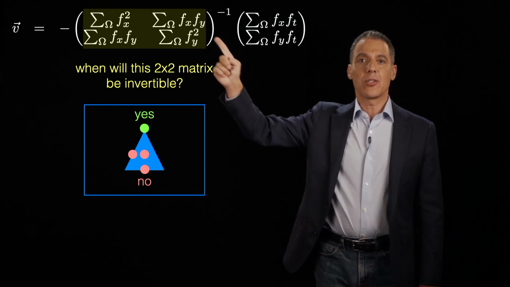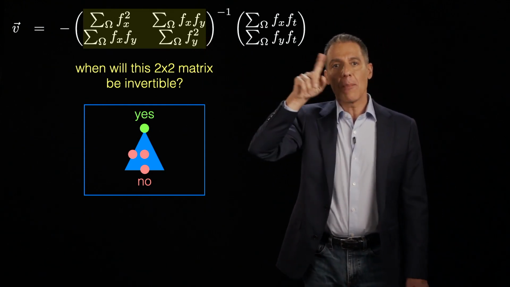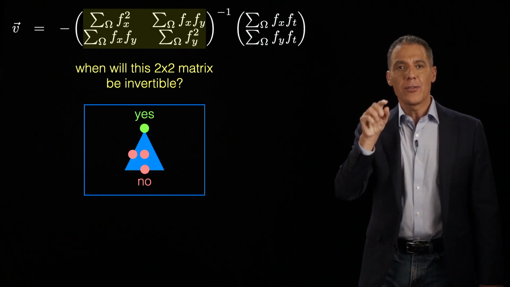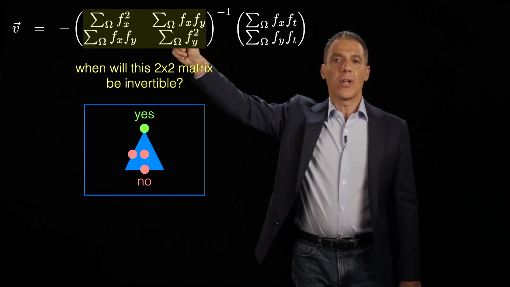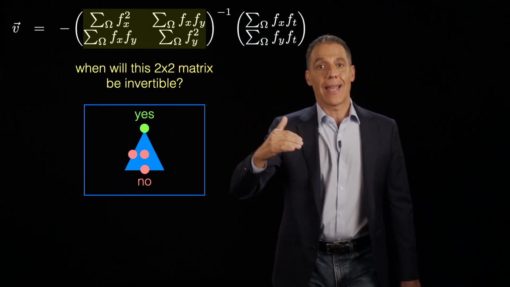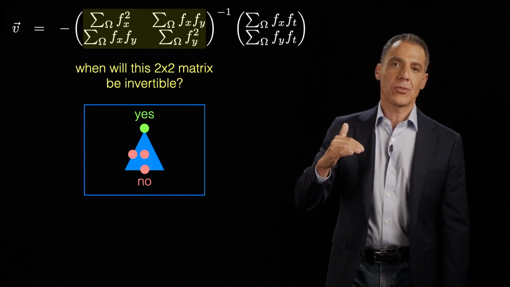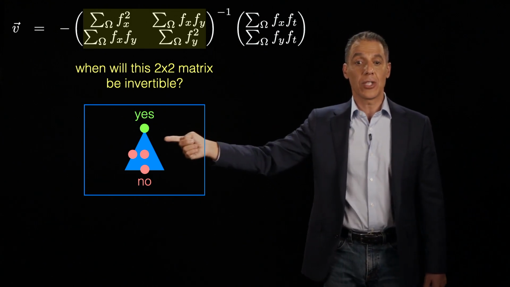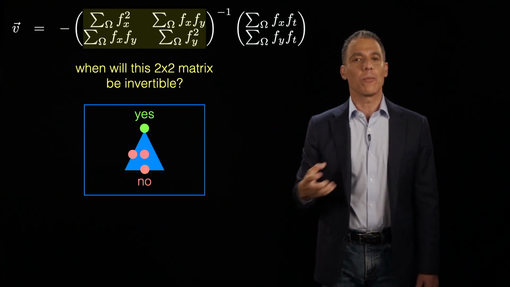All right, now let's go back to the 2 by 2 matrix. If I sum all the x derivatives and all the y derivatives over a uniform patch, what is this matrix going to be? 0, 0, 0, 0. That is the mother of all rank deficient matrices. So I will not be able to invert or estimate motion in a uniform patch.